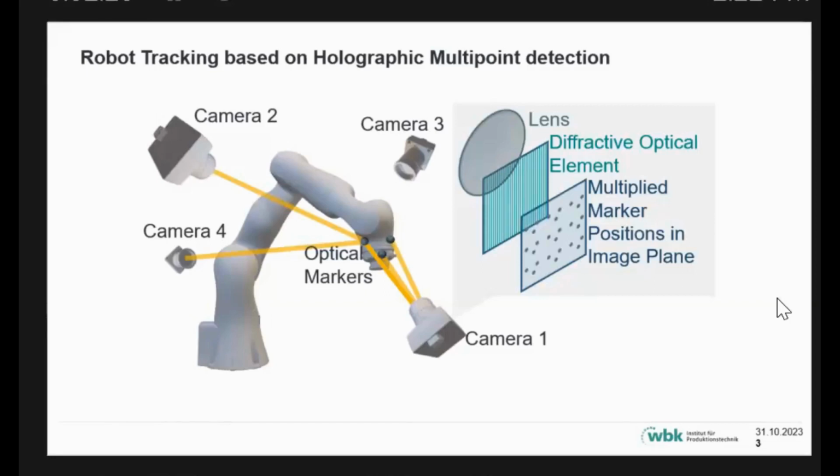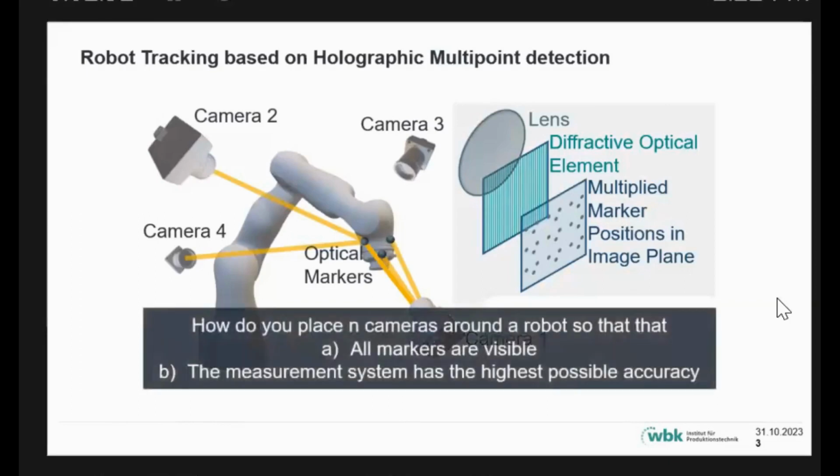Now, we already tested the system in a lab setup, but when we try to use it for the robots, there are a few problems we have to account for. So mainly, where do we actually place these cameras so that they all see the markers? Because remember, a robot is typically moving, and it's moving in a cluttered cell.